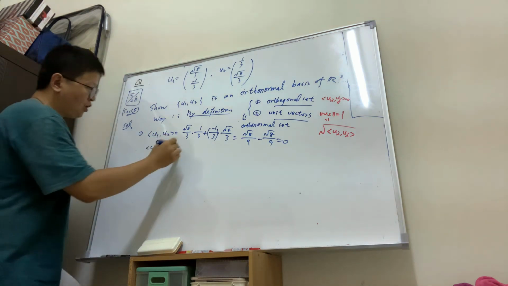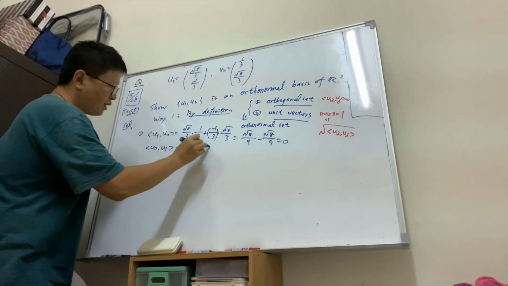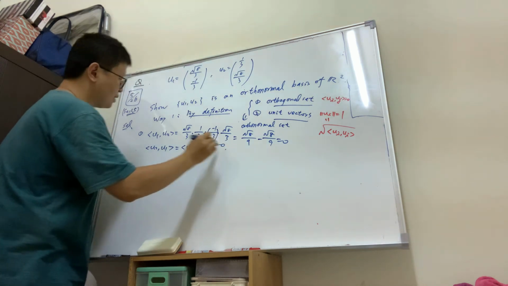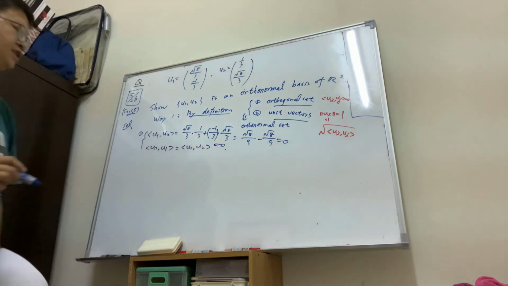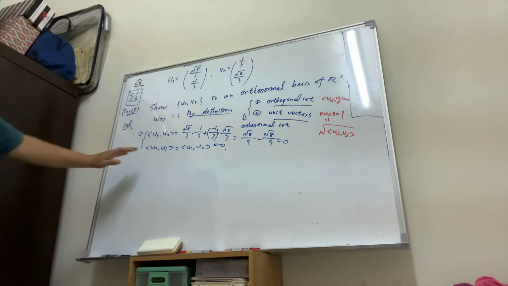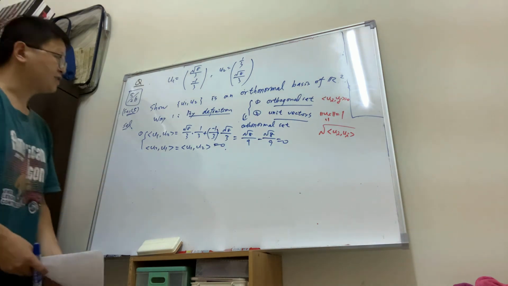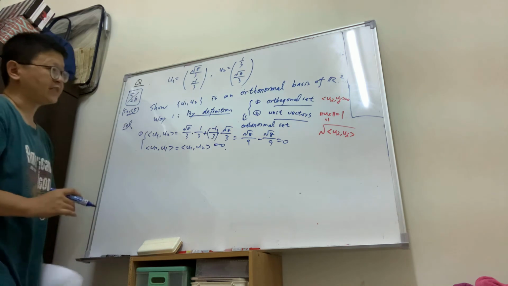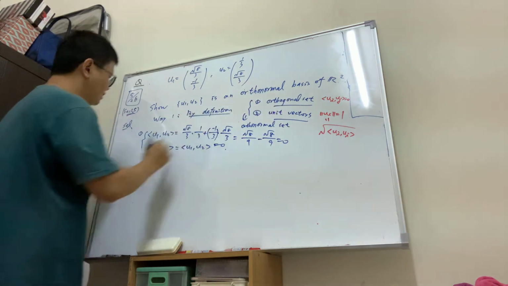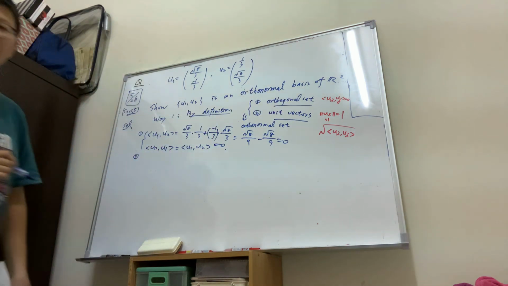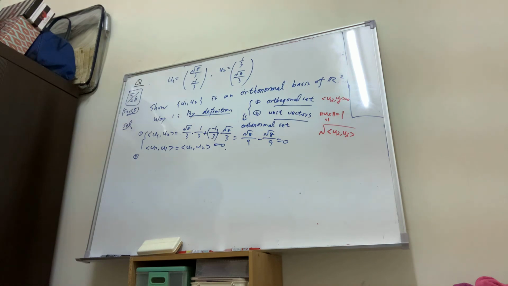By definition, we know that the inner product of u1 and u2 is exactly 0. So by the first condition, we know that they are orthogonal. U1, U2 is an orthogonal set here.